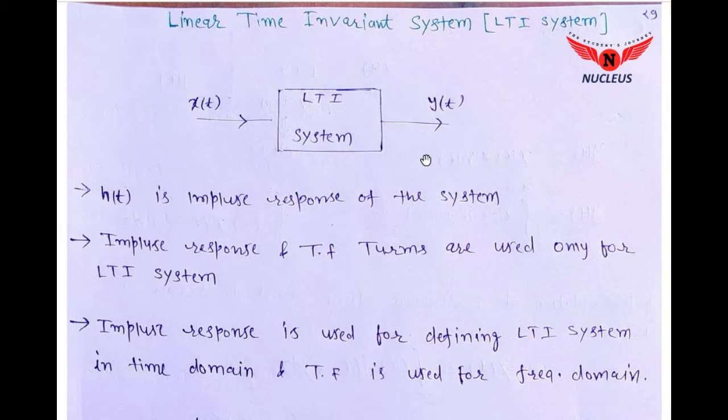So this is our LTI system and h(t) is the impulse response. Impulse response and transfer function terms are used only for LTI systems. The impulse response is used for defining an LTI system in the time domain, and the transfer function is used for the s-domain and frequency domain. So these are the points you have to remember.